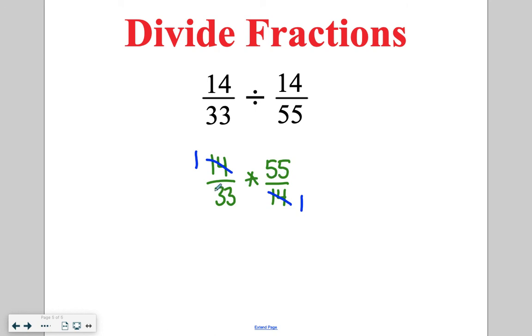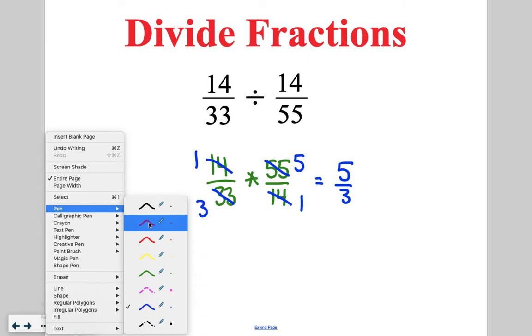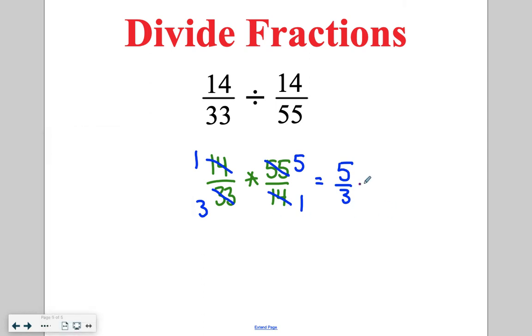33 divided by 11 is 3. 55 divided by 11 is 5. Then when I multiply, what do I get for the fraction? 5 over 3. Now I need to simplify to a mixed number. How many 3's go into 5? 1. What is your denominator? 3. Then I have 3 times 1 is 3. And what's left over to get from 3 to 5? 2. So your final answer is 1 and 2/3.